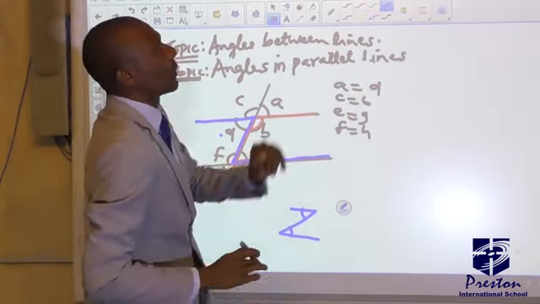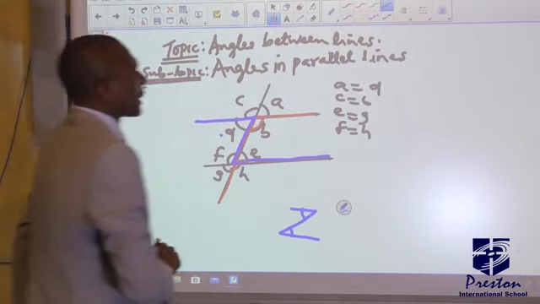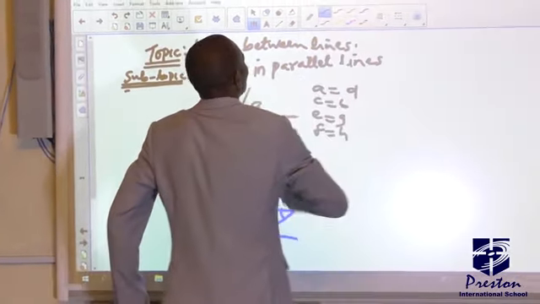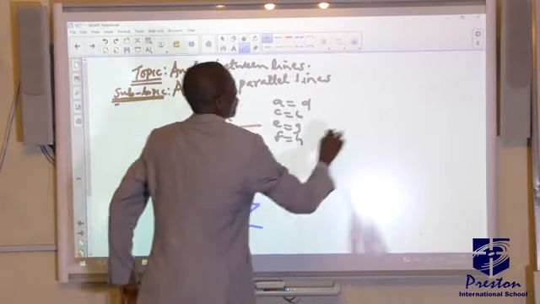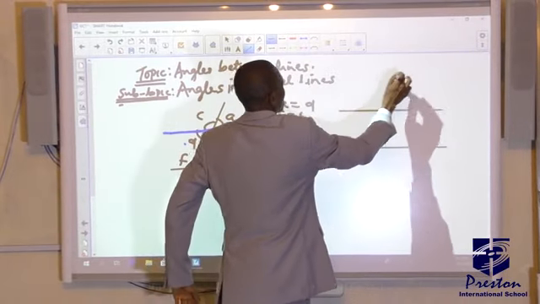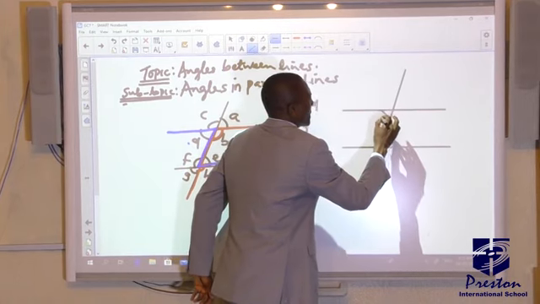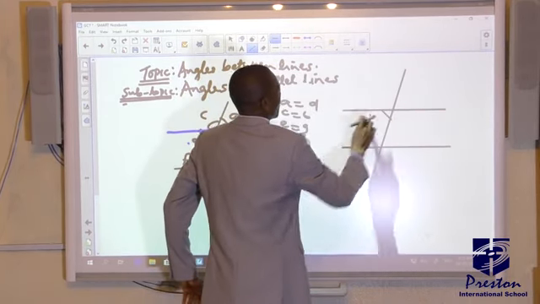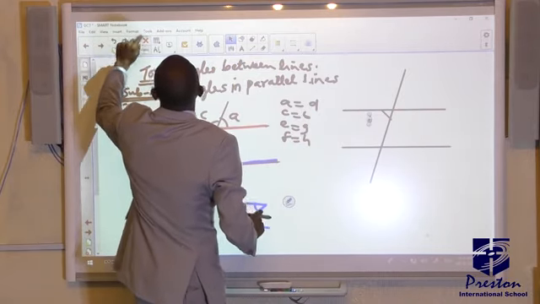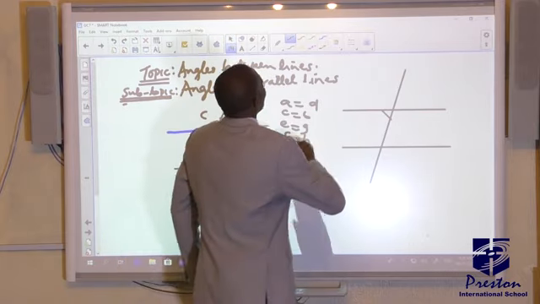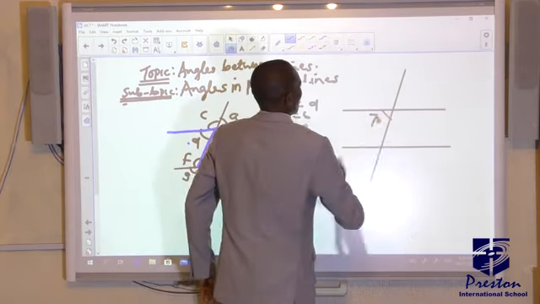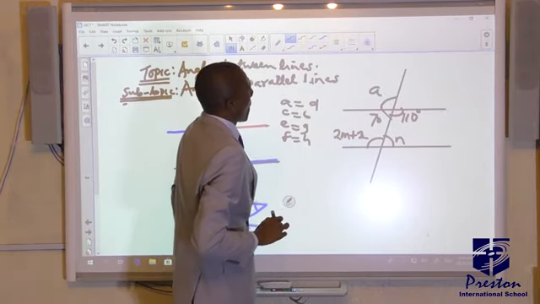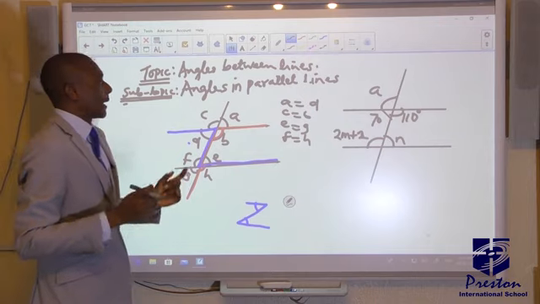Let's take an example quickly. Let's assume I have two parallel lines and a transversal cutting across. If here is 70 degrees, and here is 110 degrees, and here I have n, here I have 2m plus 2. If here is my A. They ask you to look for A, m, and n.